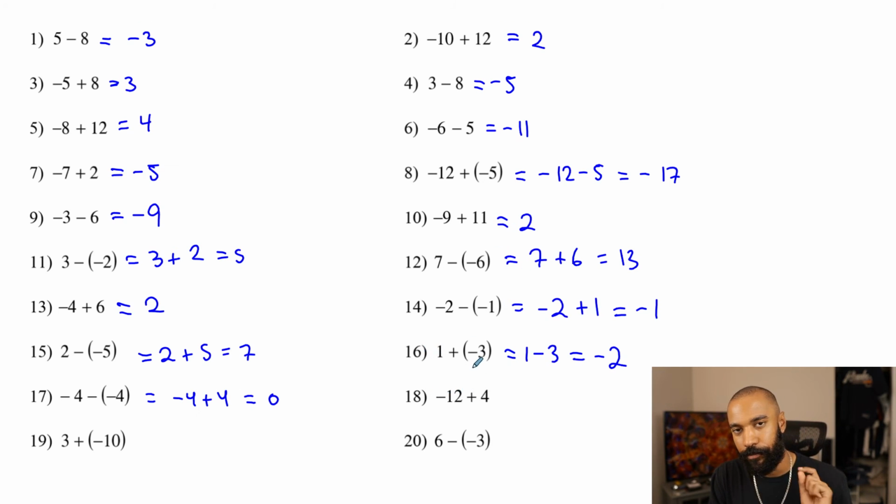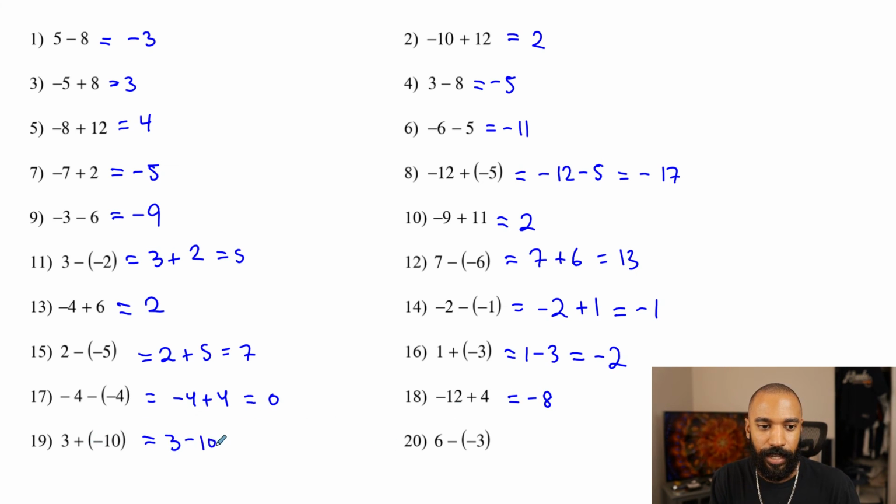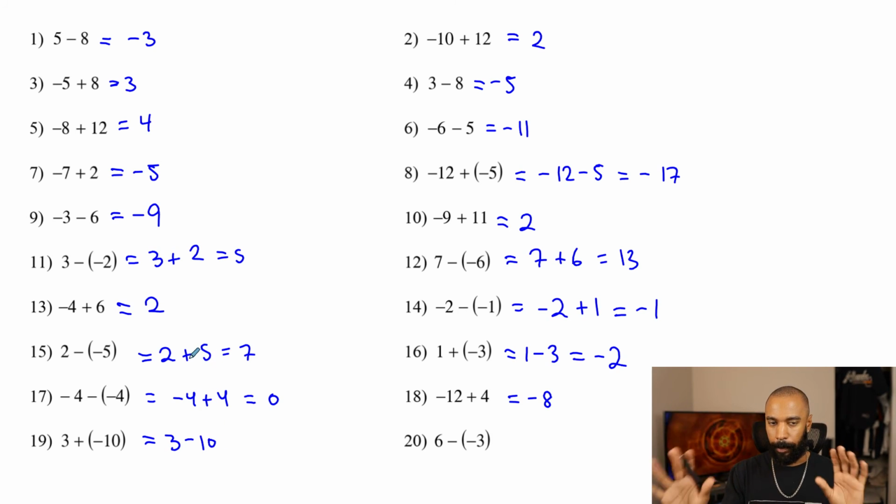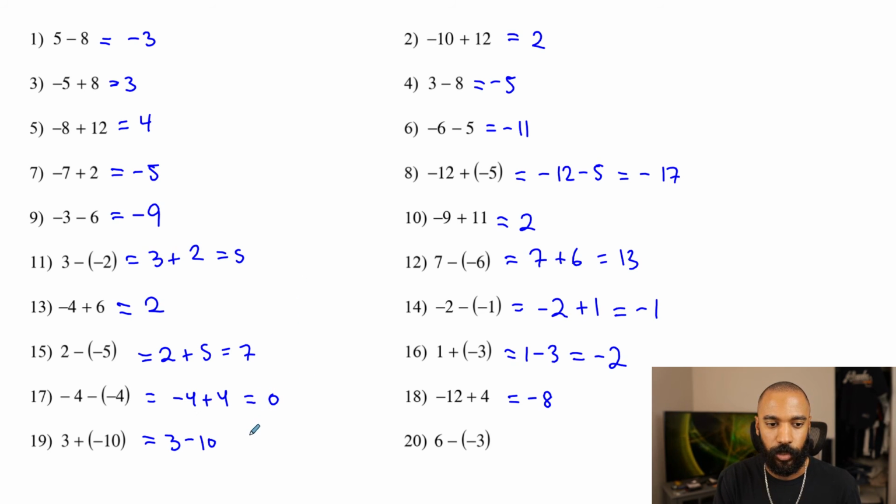Number 18, negative 12 plus 4. Answer's negative. It's like 12 minus 4. Let's get negative 8. Number 19, 3 plus negative 10 is 3 minus 10. Negative value's bigger, so the result is negative. Opposite signs, it's like subtraction. 10 minus 3 is 7, so we get negative 7. And finally, number 20, 6 minus negative 3 is 6 plus 3, which is 9.